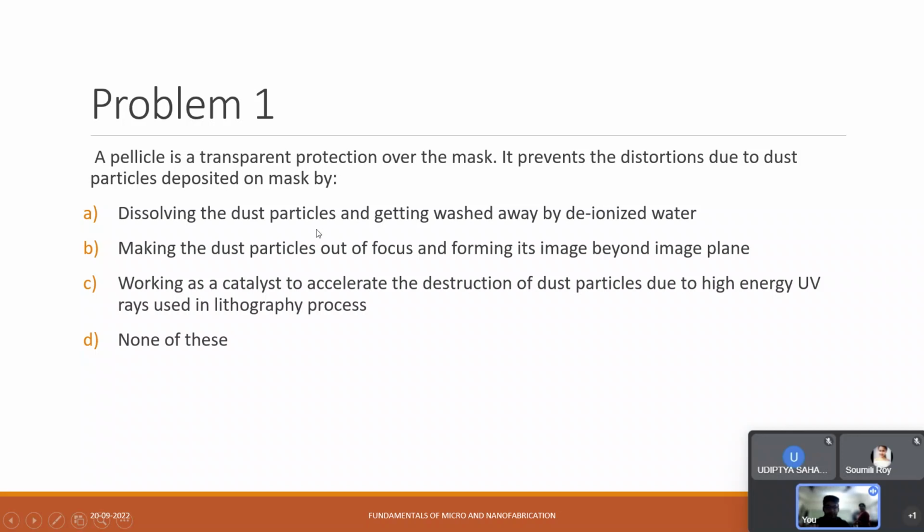So problem one is from mask design. You have to tell that a pellicle is a transparent protection over the mask, and it prevents distortions due to dust particles deposited on the mask. So you have to tell the mechanism of how the pellicle provides this protection over the mask. These are the options, and you can type the answers in the chat box, or turn your mic on and tell us.